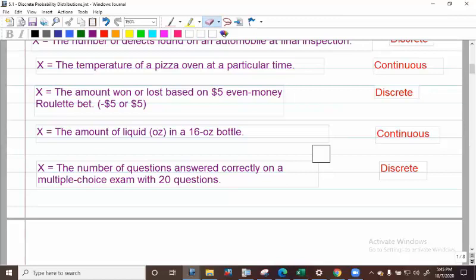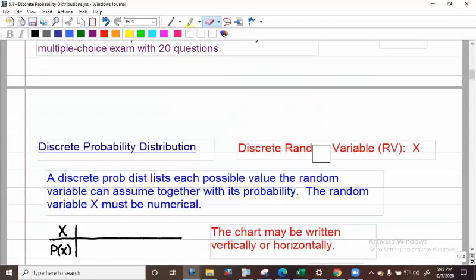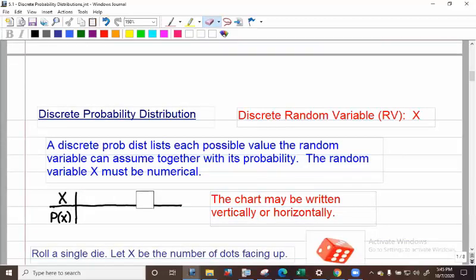But anyway, we're going to focus on discrete right now and then look at a particular continuous one later. A discrete probability distribution, which can be written either horizontally or vertically, that's not important, is where you list all the X's, then you list the probability that goes with that X. Each X will have a certain probability that it happens.